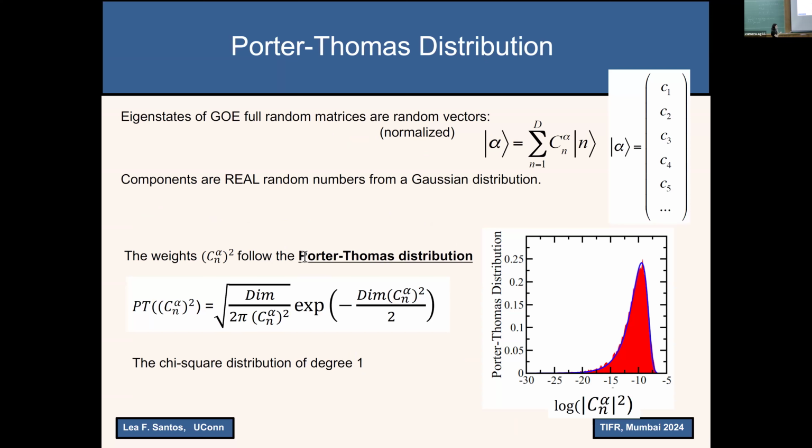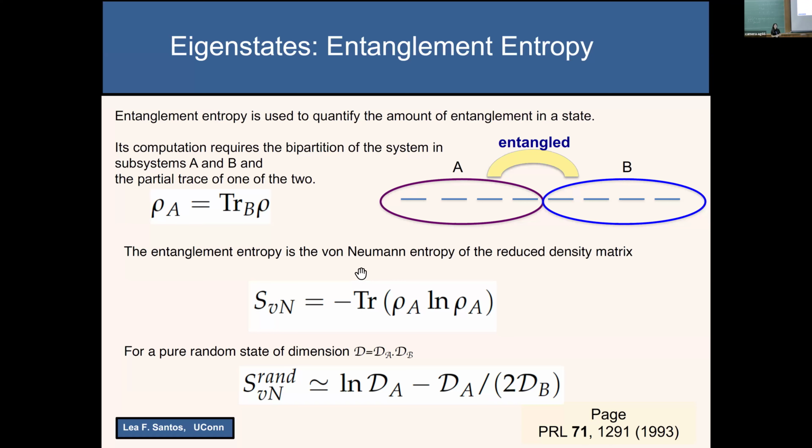In random matrices, in quantum chaos, people also studied the distribution of the weights of those components, what they call the Porter-Thomas distribution. And then I'm going to skip the entanglement entropy. Perhaps you will hear about it in other lectures.